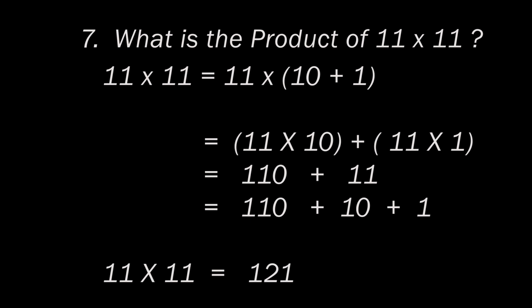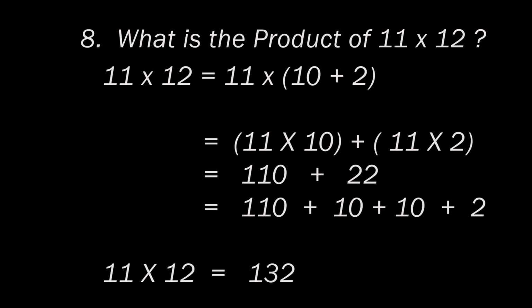11 times 10 equals, write down the 11 and put the 0, 110, and 11 times 1 is equal to 11. Now separate the 11 to 10 plus 1. So 110 plus 10 equals 120, plus 1 is 121.